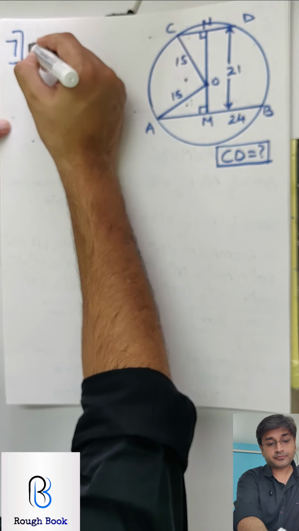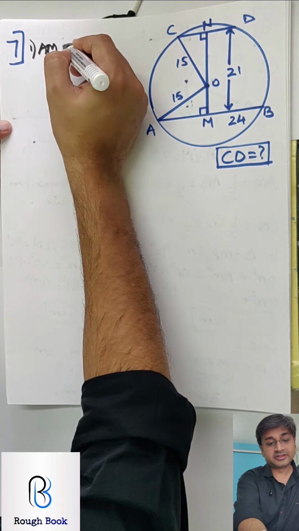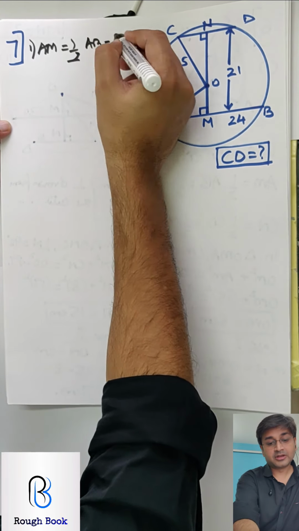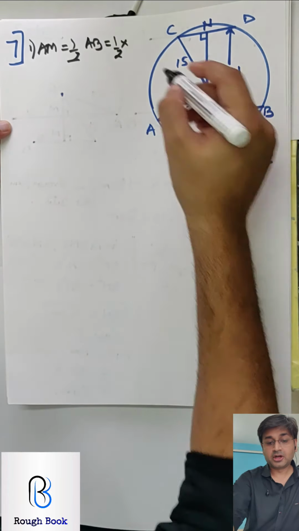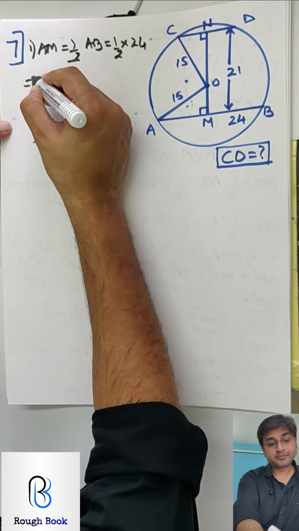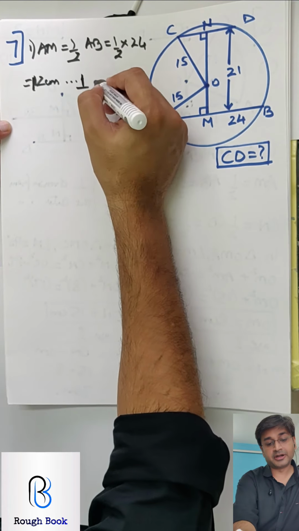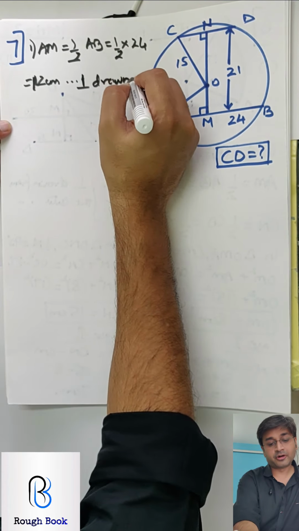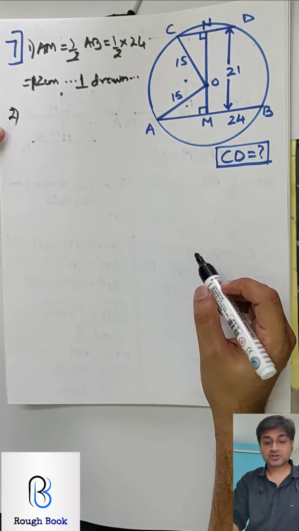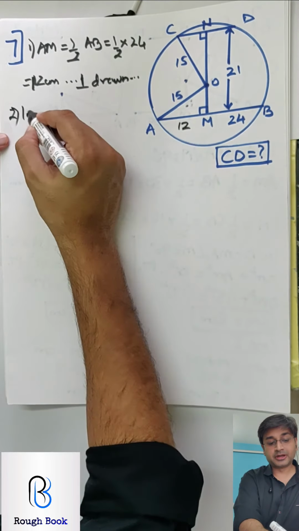So let's start. Step 1, I will say AM half of AB. So that's going to be half of 24, which is equal to 12 centimeters. So my reason is going to be perpendicular drawn from the center of the circle to the chord bisects the chord. So we got this 12. Now jumping into the triangle.